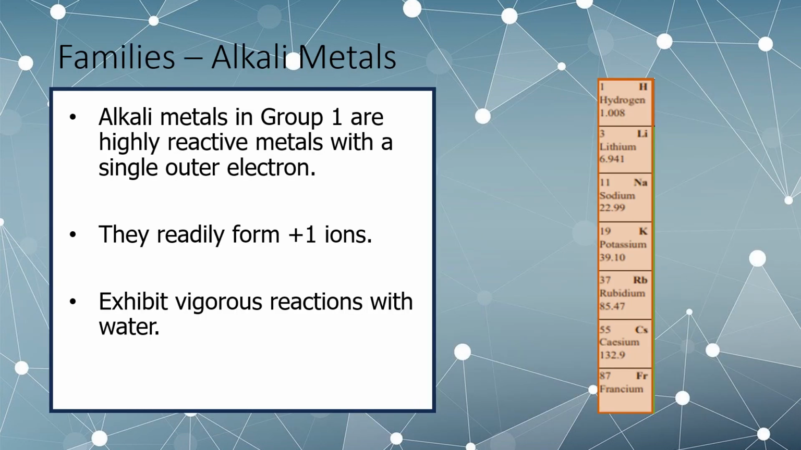The alkali metals in group 1 are highly reactive metals with just a single outer electron, that is, a single valence electron. They readily form +1 ions because they easily lose that outer electron, and they exhibit vigorous reactions with water. You might have seen before sodium reacting with water. If not, I suggest looking up some of these alkali metals and their reactions with water, as they can get quite explosive as you move down the table.